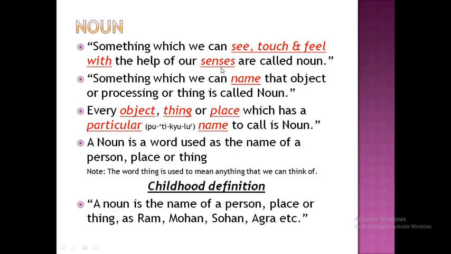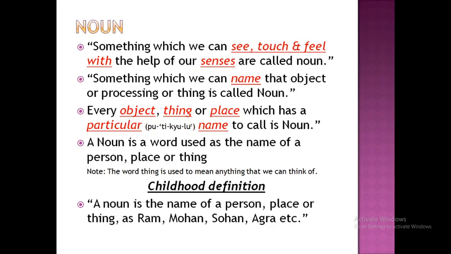A bit more clarification: something which we can name, that object or that processing is called a noun. It means if we have a chance to call anything with a name, with something which we do refer to that thing, that becomes a noun. The same is written in the second definition: something which we can name, that object or processing or thing, that is a noun. Or in other words, every object, every single thing, every single place which has a particular name.